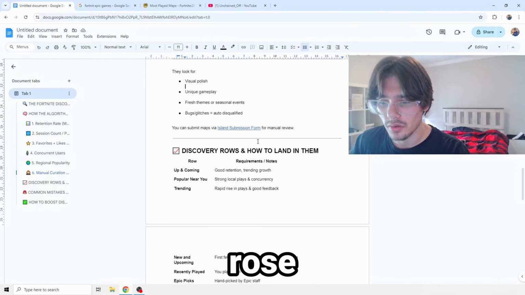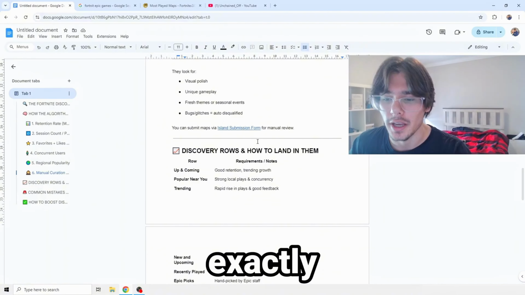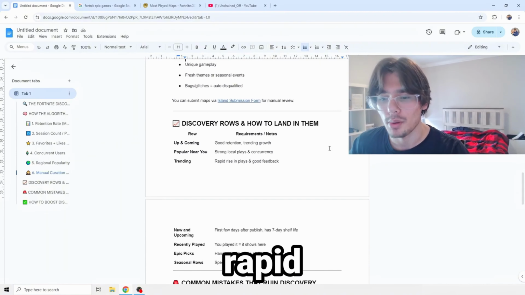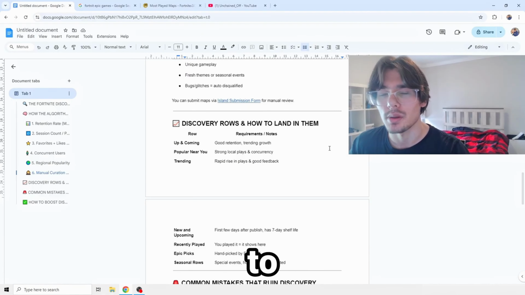So now, the discovery rows and how to land in them. How does this actually happen? This is exactly how. Requirements and notes. You need good retention, trending growth, strong local players in your country and region, a rapid rise in plays and good feedback. So you definitely need to be building personal brands.